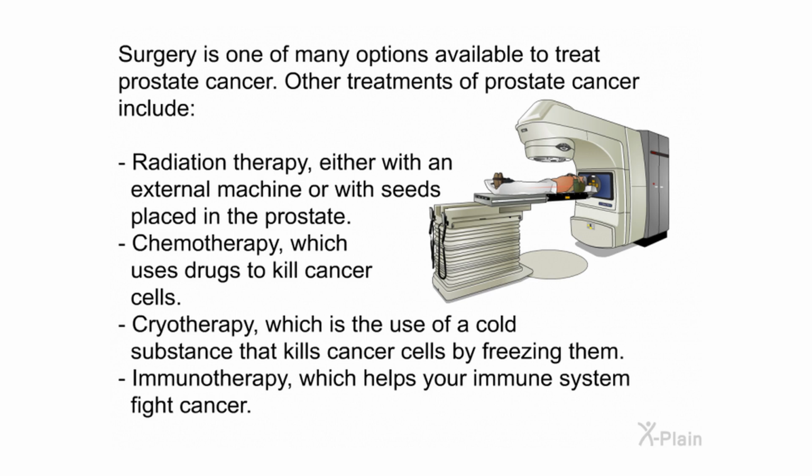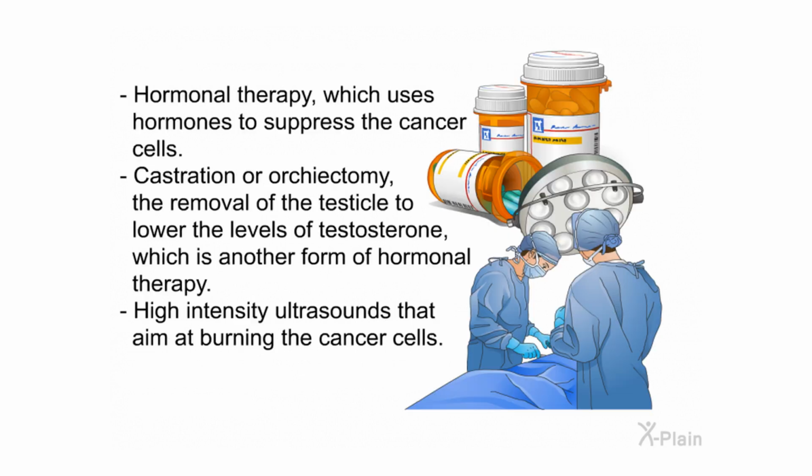Immunotherapy, which helps your immune system fight cancer. Hormonal therapy, which uses hormones to suppress the cancer cells. Castration or orchiectomy, the removal of the testicle to lower the levels of testosterone, which is another form of hormonal therapy. High-intensity ultrasounds that aim at burning the cancer cells.